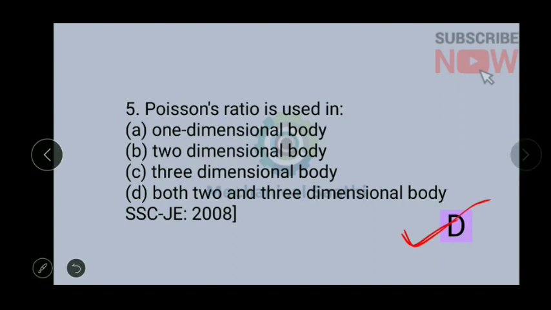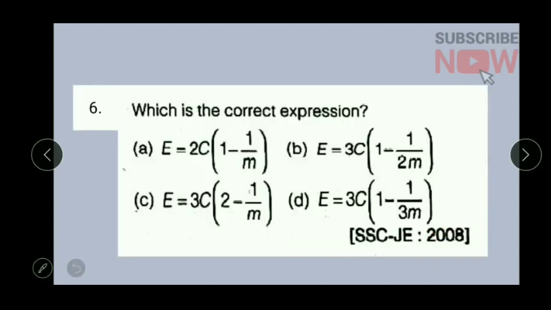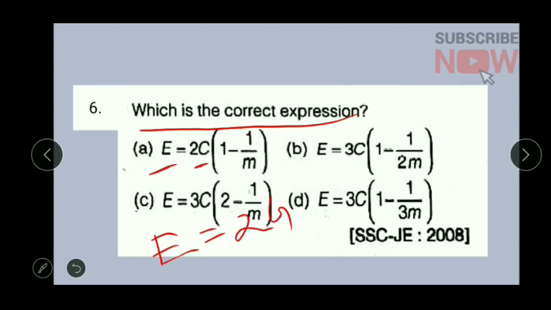Moving towards the next question, question number 6. Which is the correct expression over here? If we see, E is the Young's modulus of elasticity, and C, so we can write the relation like this. E will be equal to 2C, or G you can say, that is the shear modulus, into 1 plus mu. Okay, so 1 plus mu, or we can write mu as 1 by m. Okay, so 1 by m.